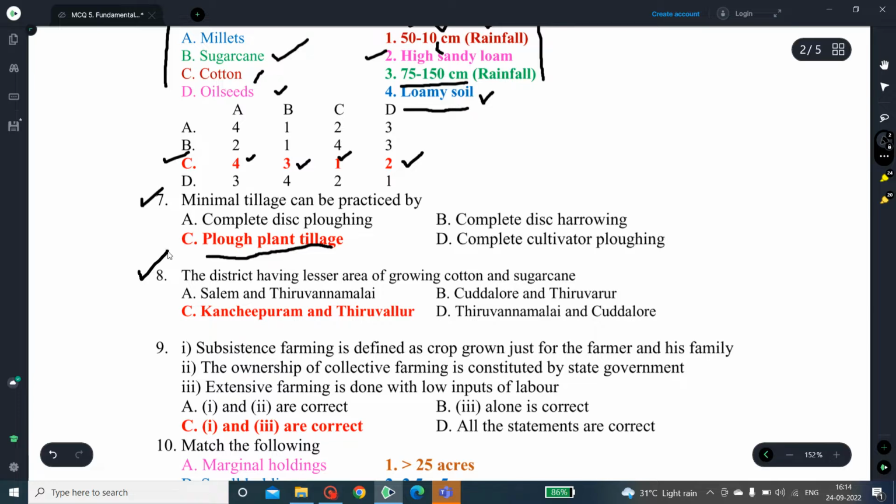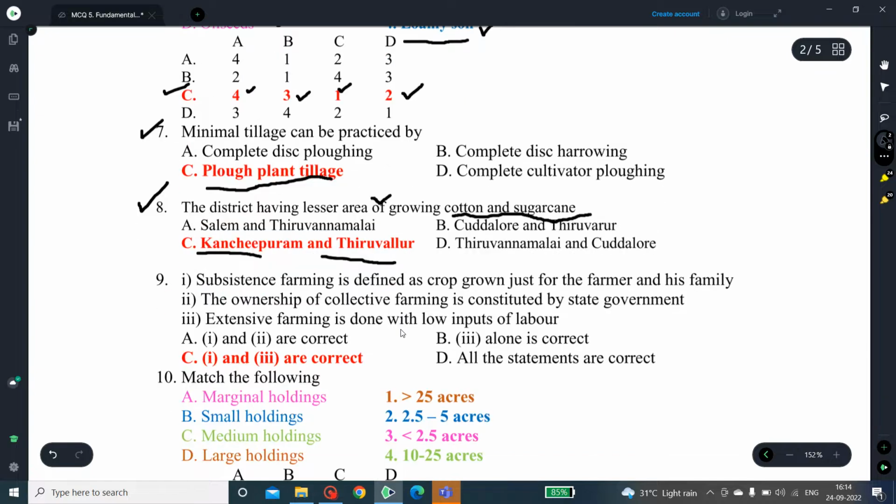And the eighth question: the districts having lesser area of growing cotton and sugarcane, which belong to Tamil Nadu. Those districts grow a lesser area of cotton and sugarcane, and the districts are Kanchipuram and Tiruvallur. Kanchipuram and Tiruvallur, I am sorry.